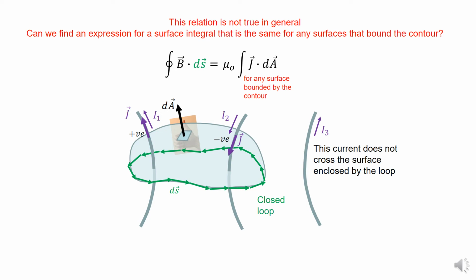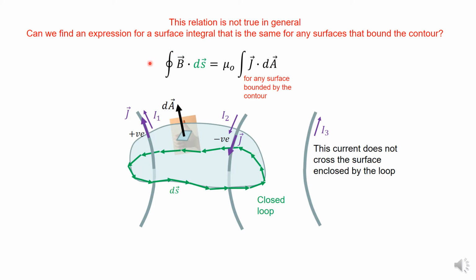So in the previous video, we showed that this relationship is not true in general. We proved it. You cannot say that integration of E dot ds around a closed contour is equal to mu naught integration of J dot dA for any surface bounded by the contour. And the reason was that if you calculated this integration of J dot dA through different surfaces bounded by the same closed contour, you get different values. So this equation like this doesn't make sense in general.